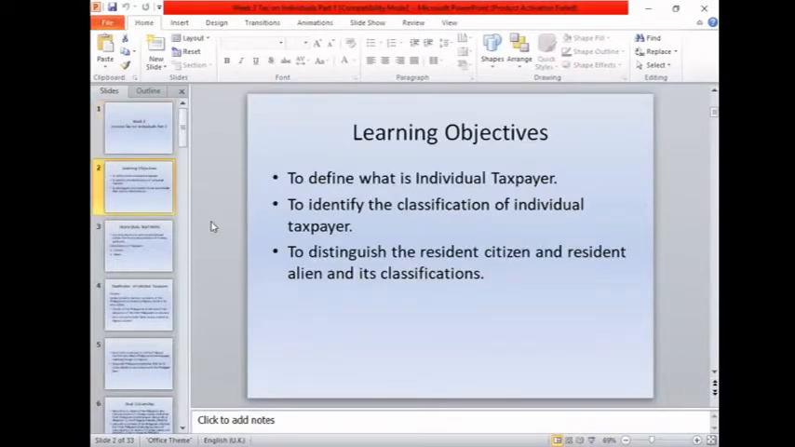So our learning objectives here are to define what an individual taxpayer is, to identify the classification of individual taxpayers, and also to distinguish the resident citizen and resident alien as the classification of individual taxpayers and its sub-classifications.